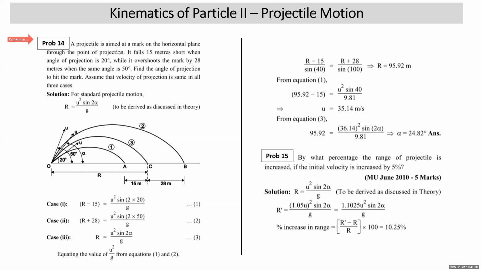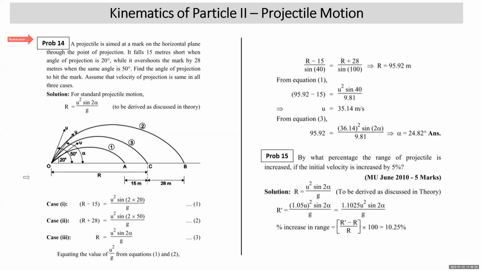A projectile is aimed at a mark on the horizontal plane through the point of projection. It falls 15 meters short when the angle of projection is 20 degrees. So when the projectile is thrown at an angle of elevation of 20 degrees, it falls 15 meters before the target, while it overshoots the mark by 28 meters when the angle is 50 degrees. So that means when the angle of elevation is made 50 degrees, it overshoots the target by 28 meters. Find the angle of projection to hit the ground. Assume that the velocity of projection is the same in all the three cases.